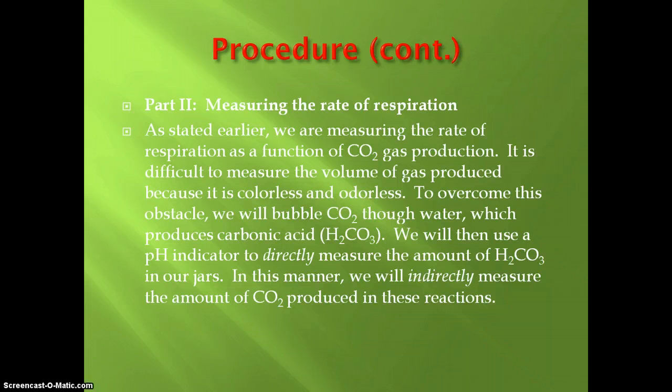Part 2. Measuring the rate of respiration. As stated earlier, we are measuring the rate of respiration as a function of CO2 gas production. It is difficult to measure the volume of gas produced because it is colorless and odorless. To overcome this obstacle, we will bubble CO2 through water, which produces carbonic acid, namely H2CO3. We will then use a pH indicator to directly measure the amount of H2CO3 in our jars. In this manner, we will indirectly measure the amount of CO2 produced in these reactions.